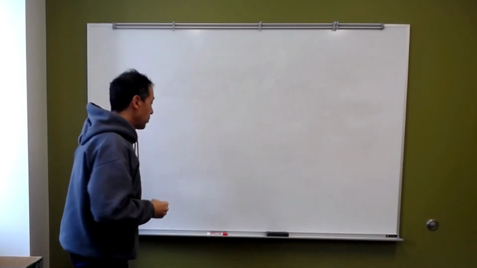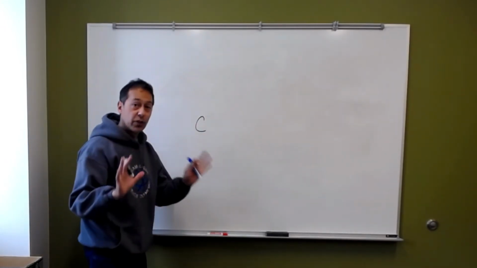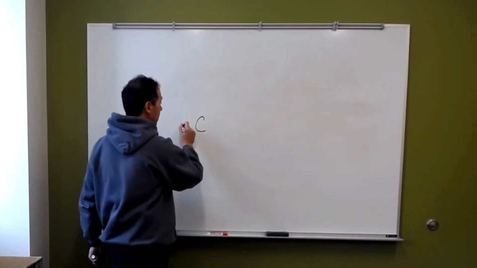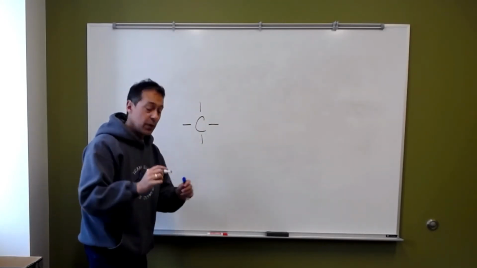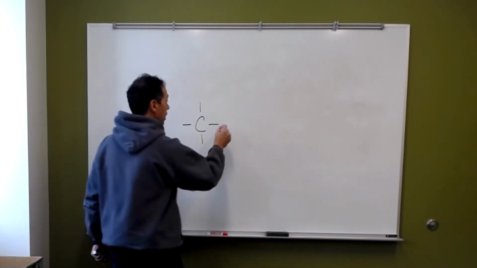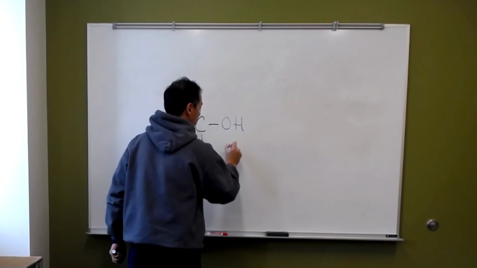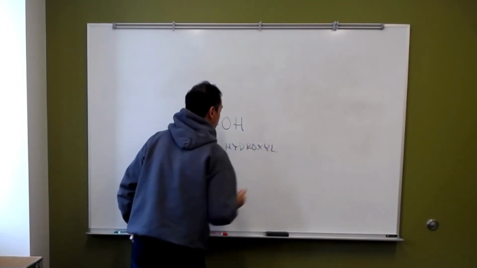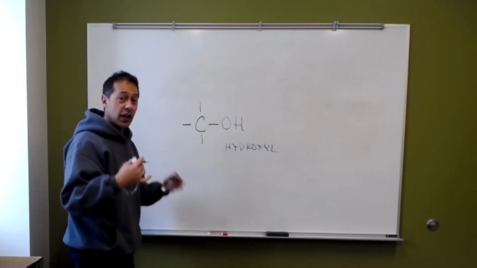So for example, if we have a carbon atom, and up to this point we've learned that carbon atoms like to have 4 bonds. So 4 covalent bonds looking like this, okay? Now, if we put a hydroxyl group on there, this is an OH. An OH, a hydroxyl group, this is what makes an alcohol an alcohol.